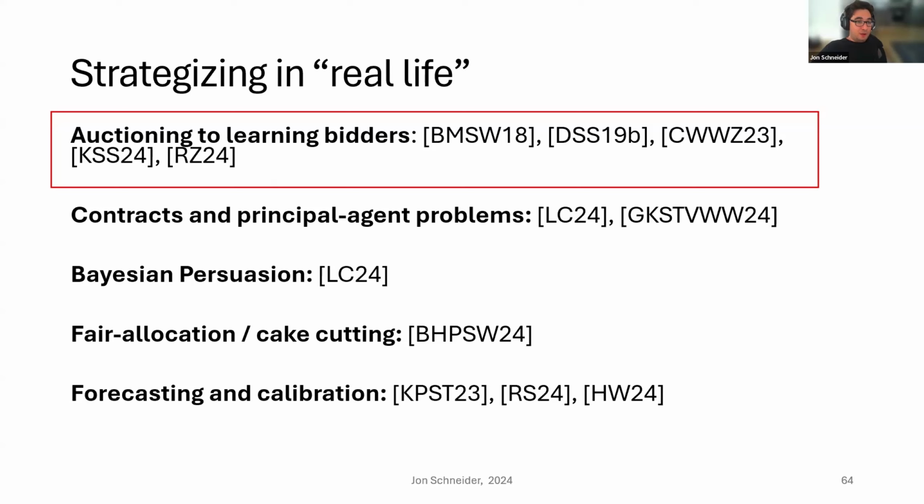So, beyond the work on auctions that sort of motivated this line of work, now people have thought about this problem of playing against learning agents in contract settings, principal-agent settings, Bayesian persuasion settings, these fair allocation settings, and there's some tenuous applications in forecasting and calibration. What I want to do is go through some of these works in auctioning, mostly as a way to mention a couple of interesting open questions of things that we don't generally understand, but we understand specifically for the case of auctions.